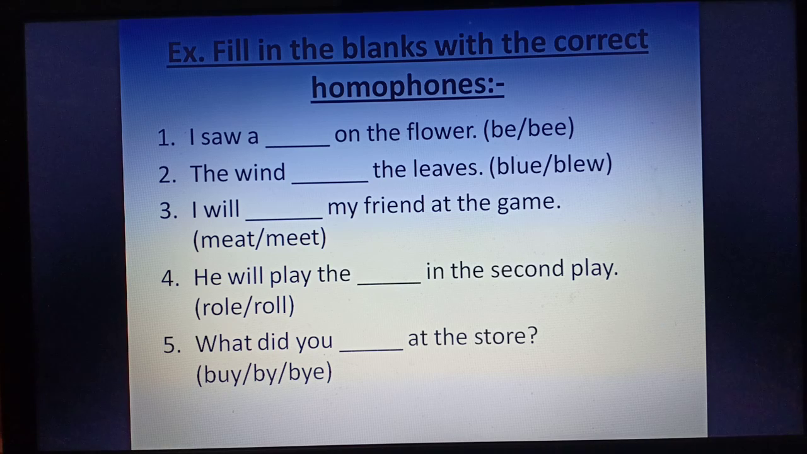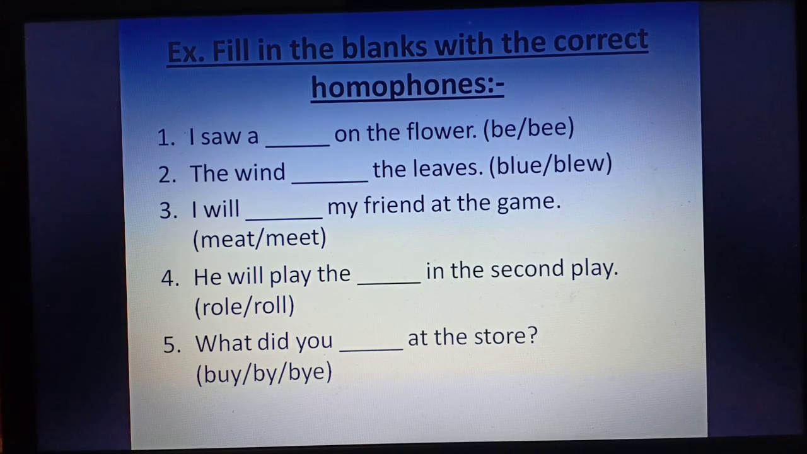Number 3: I will dash my friend at the game. MEAT, meet, or MEET, meet. The correct answer is MEET, meet. Number 4: he will play the dash in the second play. Options are ROLE, roll, or ROLL, roll. The correct answer is ROLE, role.